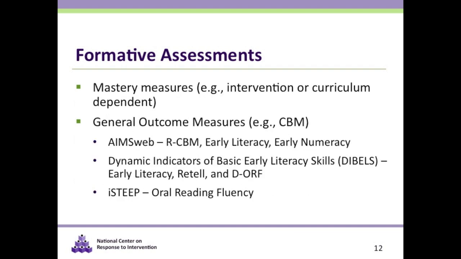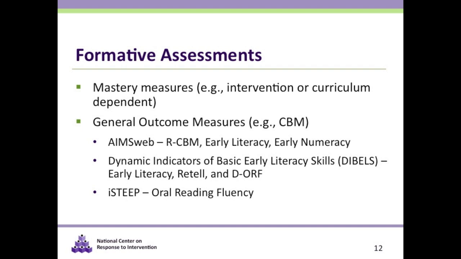There are two types of formative assessments that are typically used. One is a mastery measure that is used to index a student's mastery of a hierarchy of objectives or skills, and these tend to be curriculum dependent, so they are reliant on the order in which skills have been taught within a particular curriculum. General outcome measures, on the other hand, reflect the overall competence of a student in the annual curriculum, and it also can help reflect the growth in students' competence or mastery of skills within the annual curriculum.